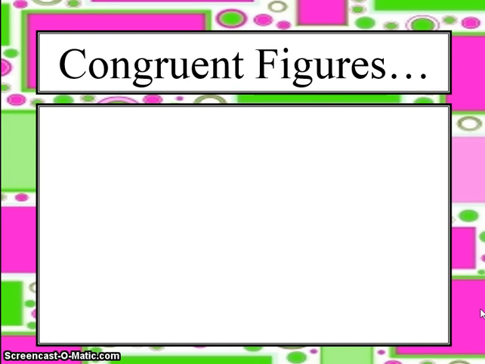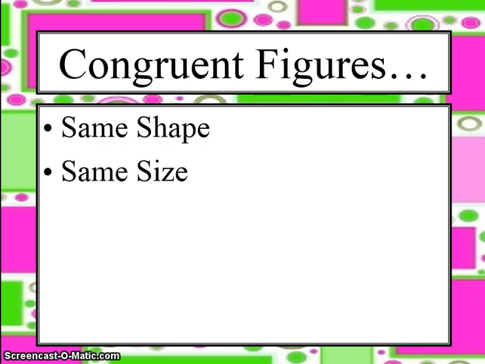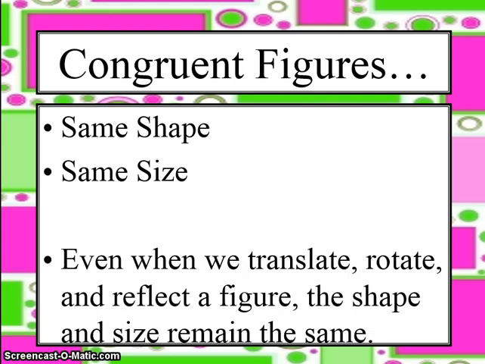So, in our last lesson, we learned about congruent figures. We learned that congruent figures have the same shape and the same size. We also learned that we can transform them in 3 different ways. We can translate, rotate, or reflect them, and the shape and size will remain the same. The congruency will be preserved.